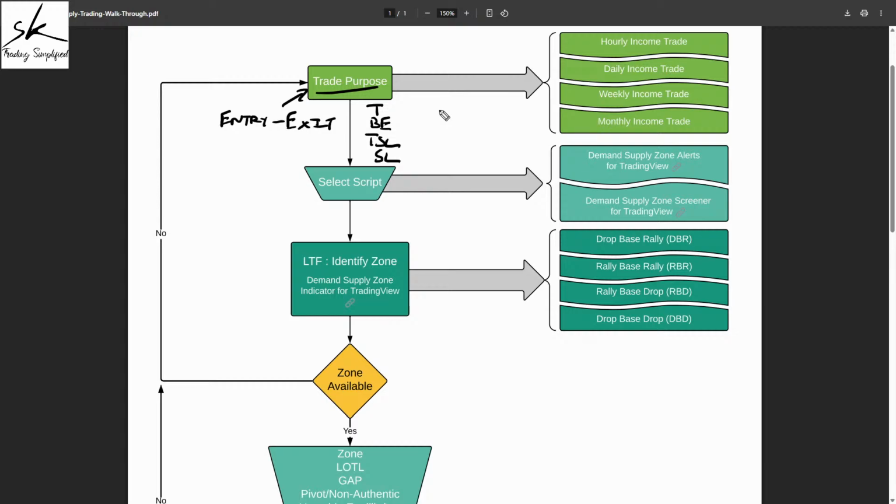So what I've done is I have divided these trades into 4 different purposes, and we call them hourly income, daily income, weekly income, and monthly income. Hourly income implies a trade where my expectation is that this trade can last for an hour or maybe a few hours. Daily income, a trade which can last for a day or few days. Weekly income, a trade which can last for a week or few weeks. And monthly income, a trade which can last for a month or few months.